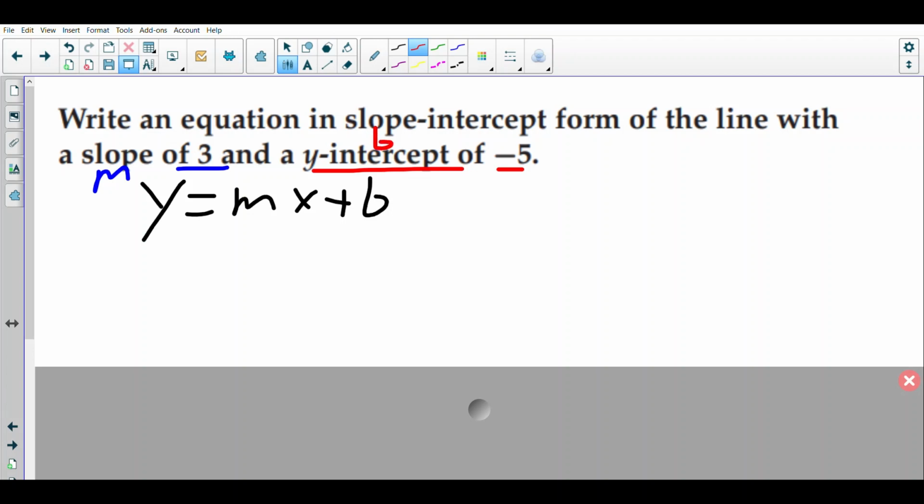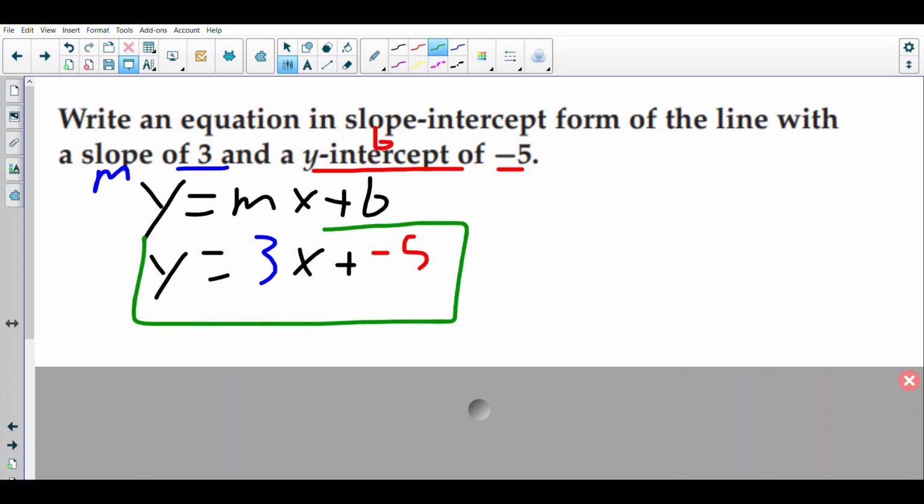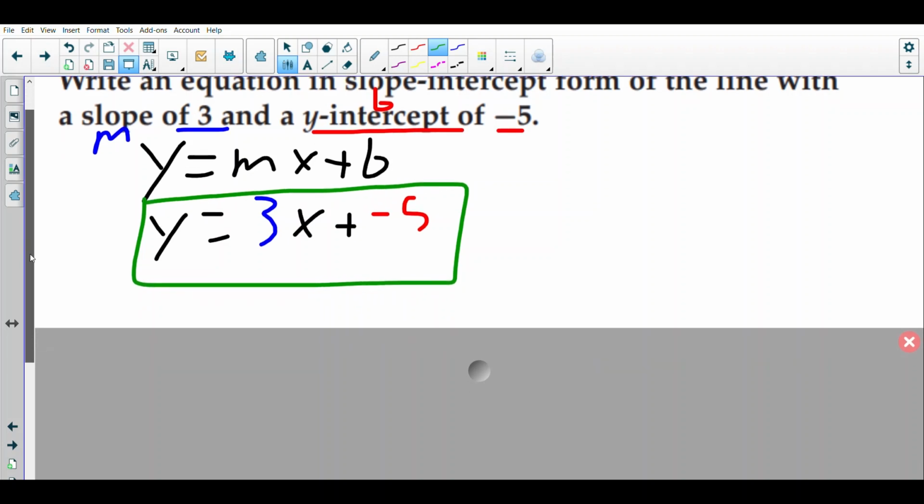So all we have to do is plug into where we need to. So we get y equals m, which is just 3. X and y stay the same, plus, and then b is -5. And there it is. That's your answer. Y equals 3x plus -5. You could also write 3x minus 5 if you would so prefer, but you do not have to.